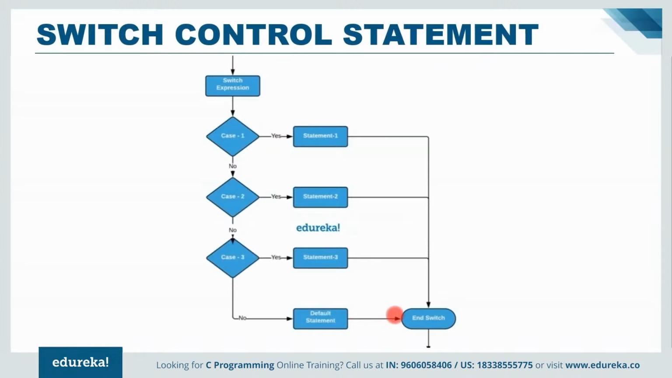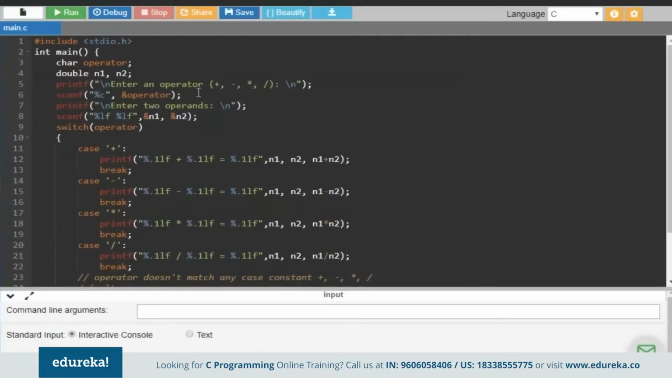Now, let us try to execute a program to understand the switch control statement in a much better way. As you can see, this particular example is based on the switch control statement. In this program, the compiler will ask me to enter any of the arithmetic operators, for example plus, minus, into, and divided by. Once I enter the operator, the program will ask me to select two operands. That means I need to provide two different numbers. Once it gets the operands and operator, it will perform the operation I requested.